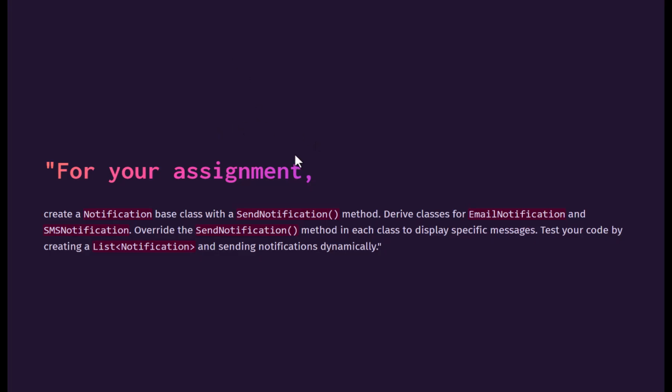So right now for your assignment, I would recommend you go and create a notification base class with a send notification method, and derived classes for email notification and SMS notification. Override the send notification method in each class to display a specific message. Test your code by creating a list of notifications and sending the notifications dynamically.